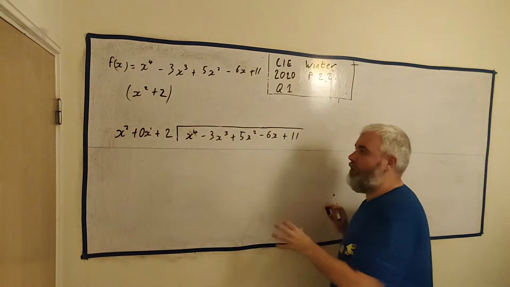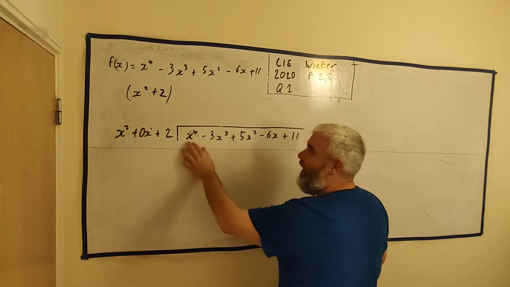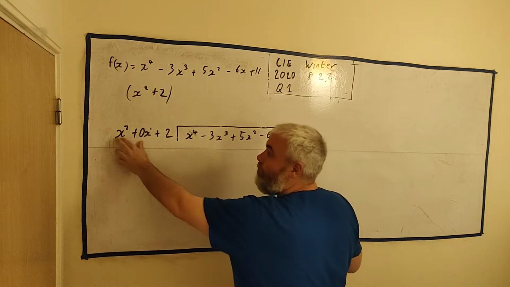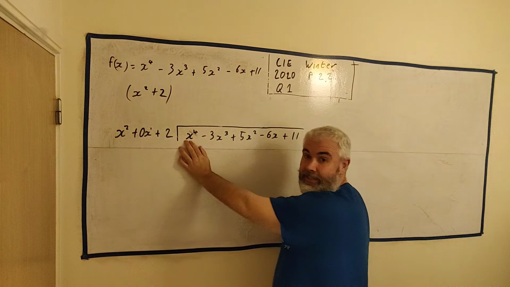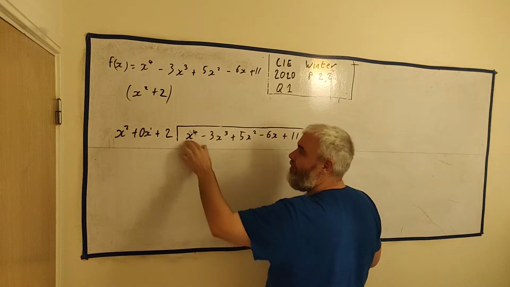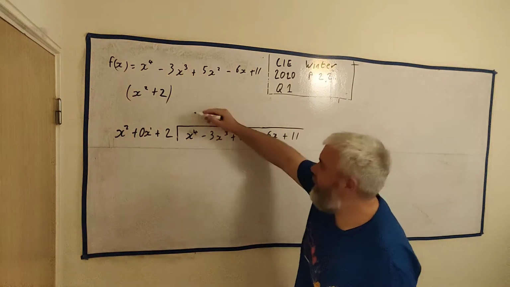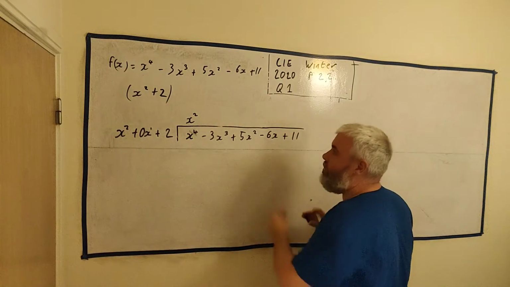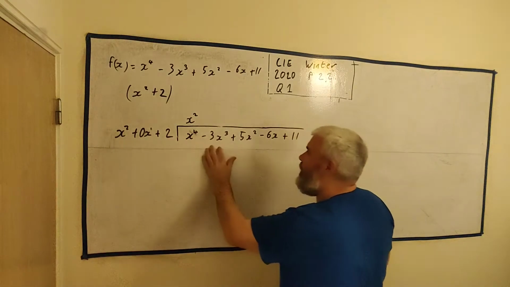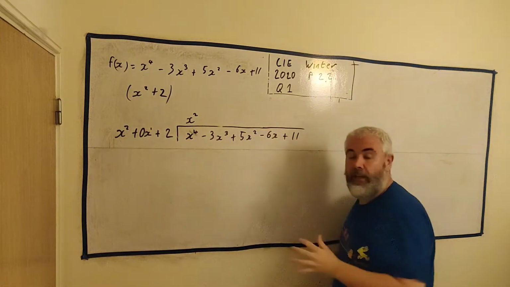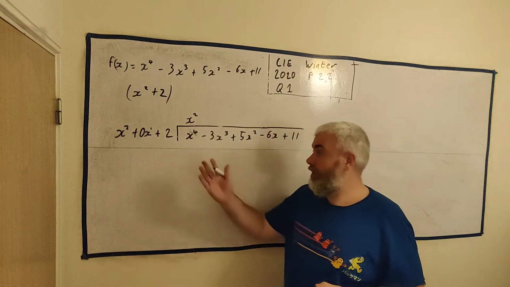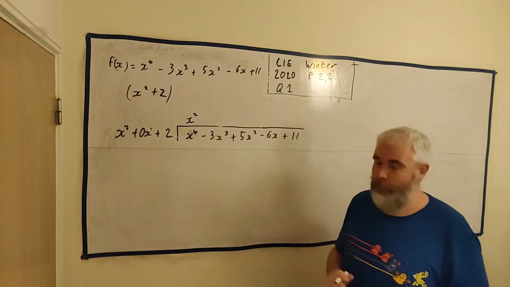Other than that, here's what I'm going to do. I'm going to look at the first term of this and the first term of that. What do I need to multiply this by to make this? Or another way to say it is, what do I need to divide this by? Or what happens when I divide this by this? Either way I phrase it, I get x squared. So x squared times x squared makes x to the power of 4. Now I'm going to do this all the way along here and get the quotient. This is the algorithm we're going to use to divide a polynomial into a polynomial.